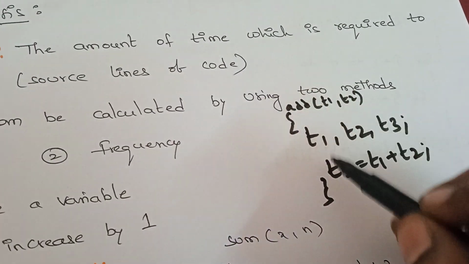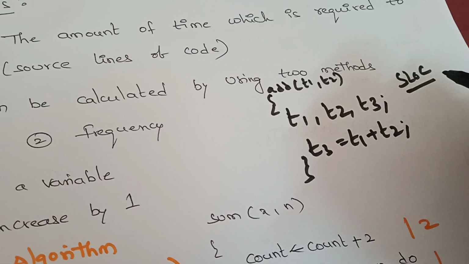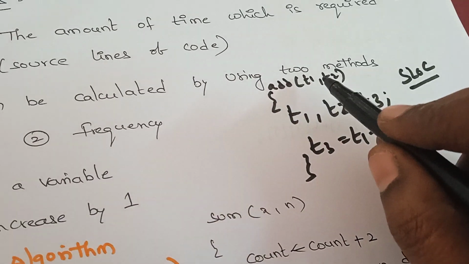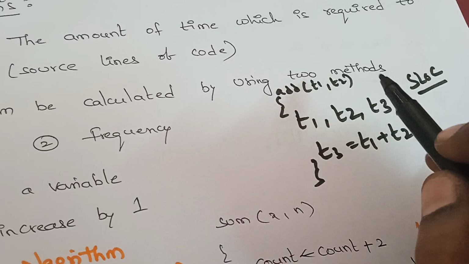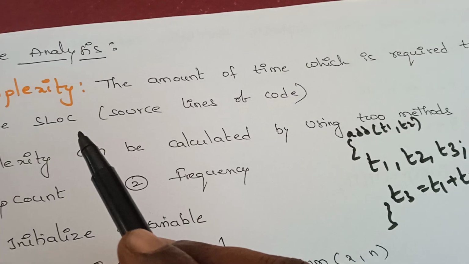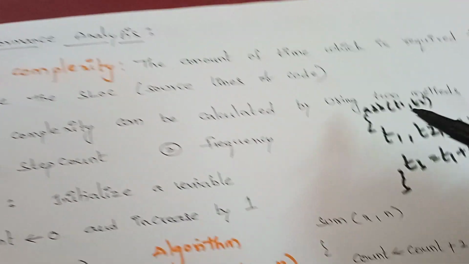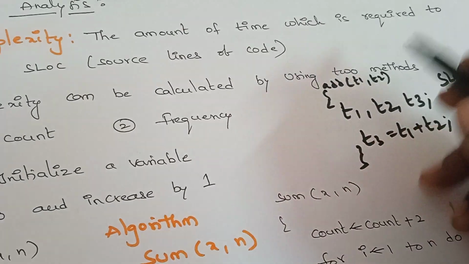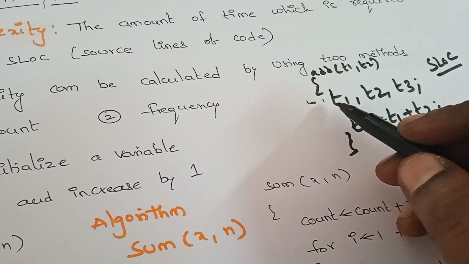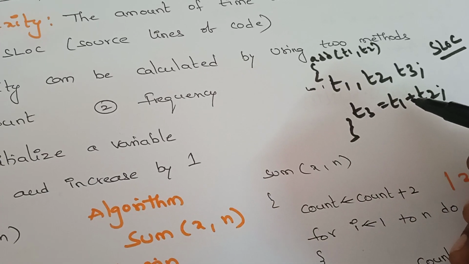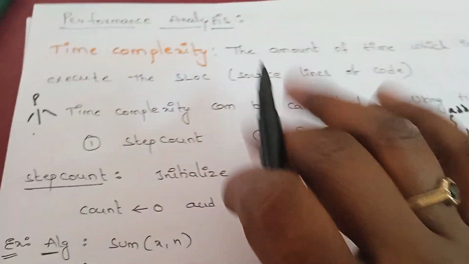Now we will be writing some lines of code, right? And these lines of code are called SLOC, source lines of code. The lines that I am writing are called SLOC. Each line will take some time to execute, and that is the time complexity. What is time complexity? The amount of time which is required to execute the source lines. To execute this statement I need some time. To execute this I don't need time, it is only the space, right? Now to execute this I need some time, and to execute this also I need some time. So the time complexity of this is what? That we are going to calculate.